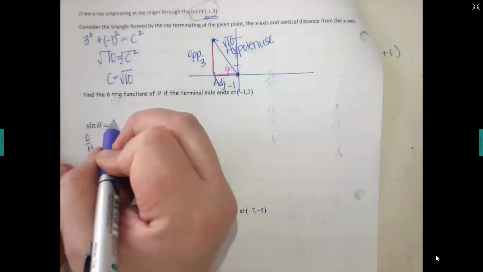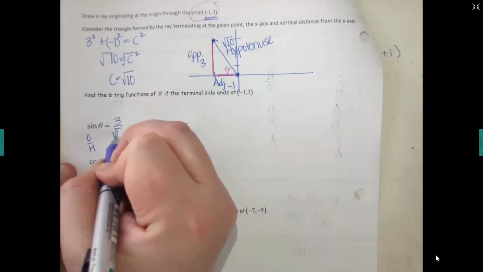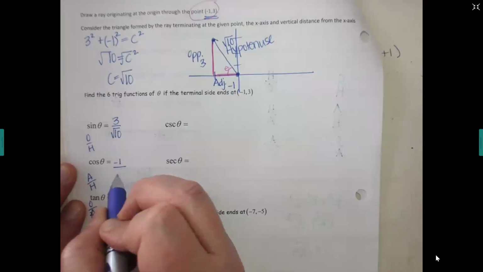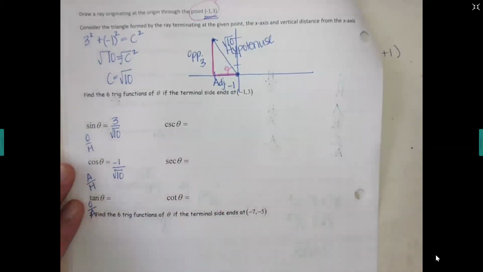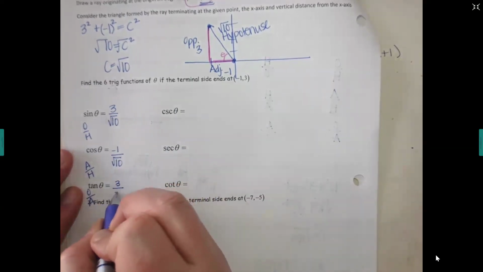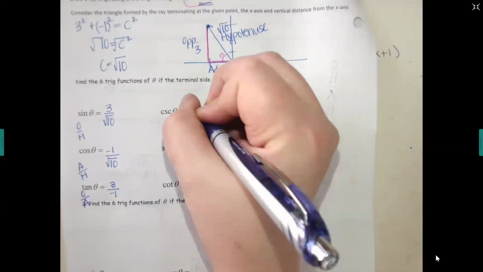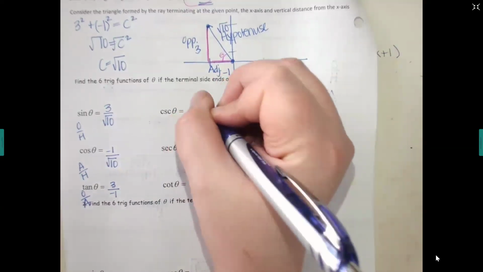So sine is opposite over hypotenuse. That's going to be 3 over root 10. Cosine is adjacent over hypotenuse, negative 1 over root 10. Tangent is O over A, so that'd be 3 over negative 1. And then remember, before I fix anything, I'm going to flip to get my 3 reciprocals. So this will be root 10 over 3. That one's done.